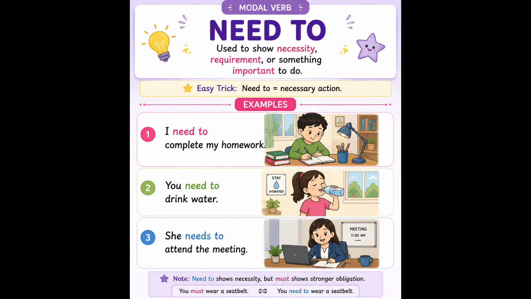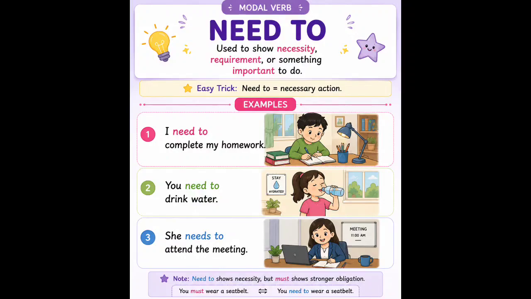Now, many students ask what's the difference between must and need to. Here's a very easy difference. Must means a strong rule, whereas need to means a necessity or importance. For example, you must wear a helmet. This sounds strict. But you need to take rest. This sounds softer and natural.